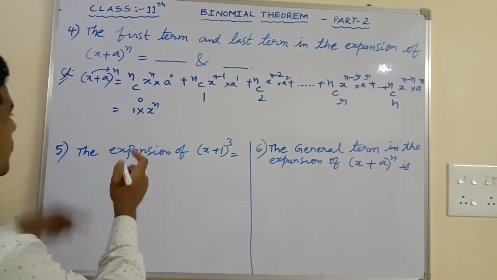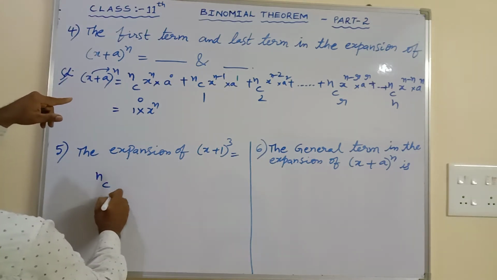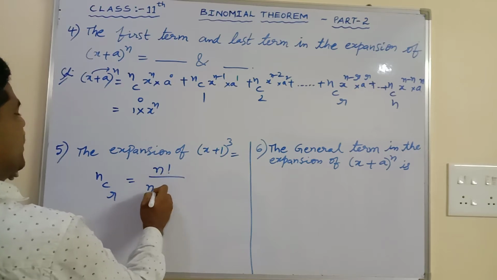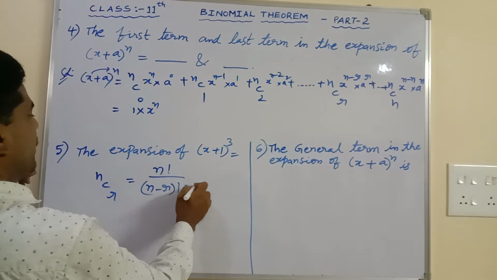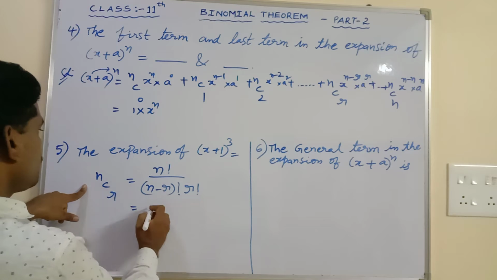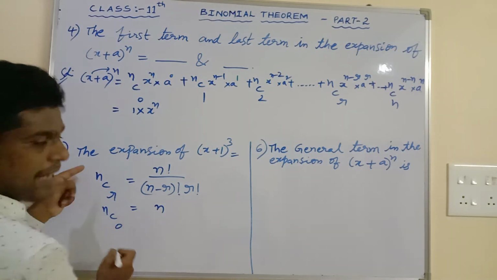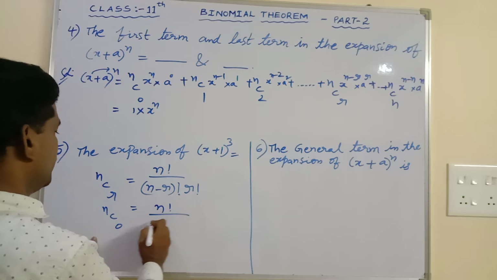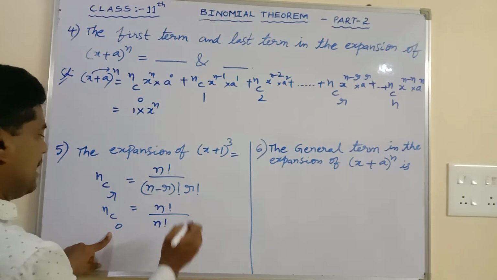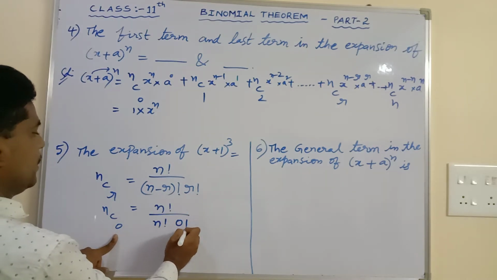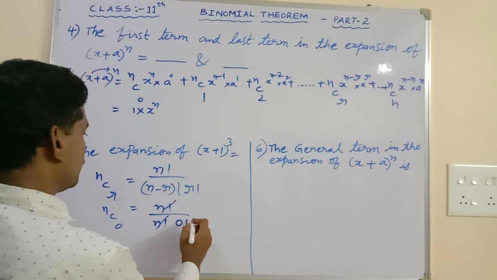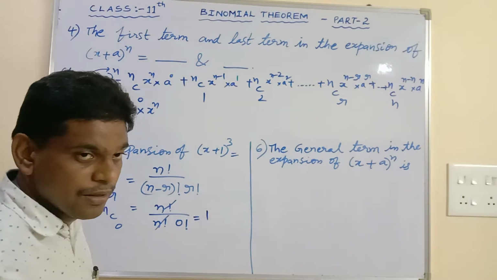So to find this nC0, we have to know the formula for nCr. nCr is equal to n factorial by (n minus r) factorial into r factorial. So here nC0: n means n only, r means 0, n factorial by (n minus 0) factorial, n factorial. r factorial means 0 factorial. 0 factorial is also 1, you know that. So n factorial cancels. Okay, so this is 1, right?